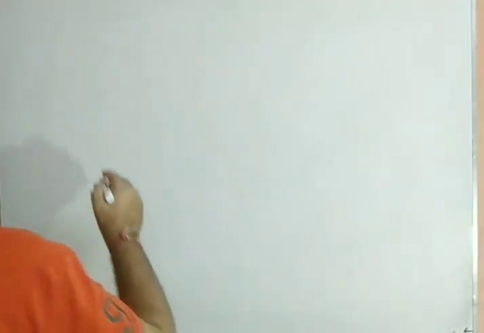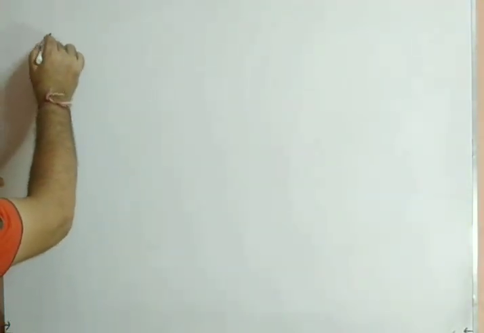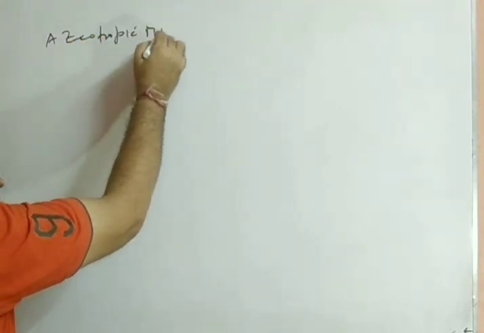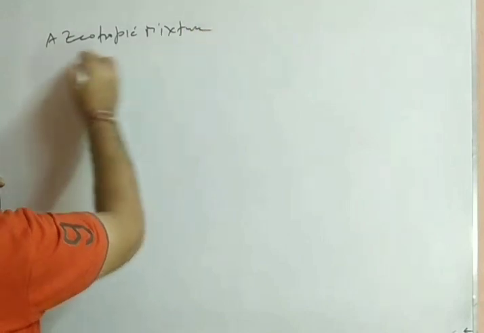Our next revision heading is azeotropic mixture. When two liquids are mixed together and the boiling point after mixing becomes fixed and distills at a fixed temperature, then such a mixture of composition is said to be an azeotropic mixture. So we can write the next heading, azeotropic mixture.